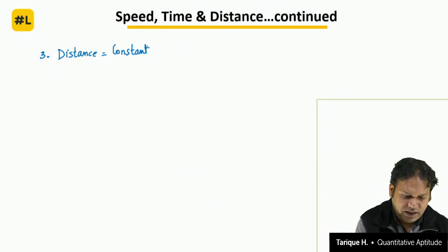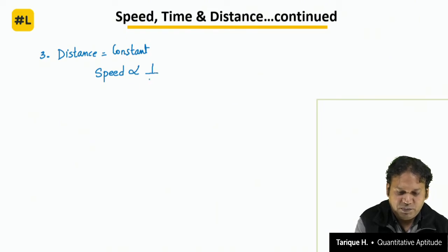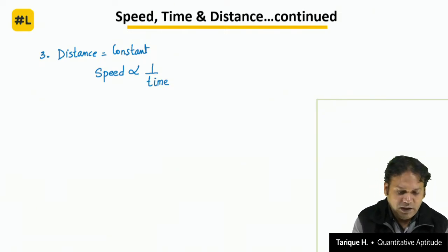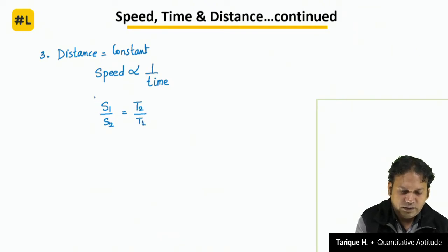So, what does it mean? It means that speed is inversely proportional to time. This is how we write. Speed is inversely proportional to time. Alright. So, from this we get the formula S1 by S2 is equal to T2 by T1. That is the third scenario for ratio method.